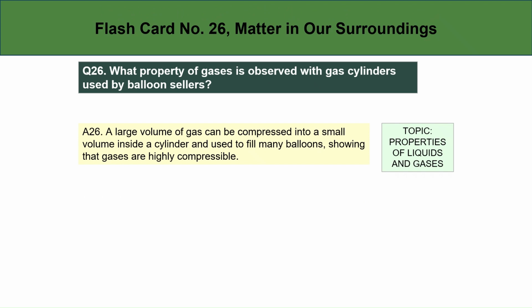Now let's observe a gas property. What property of gas is observed with the gas cylinder used by a balloon seller? A large volume of gas can be compressed into a small volume inside the cylinder and used to fill many balloons, showing that gases are highly compressible.